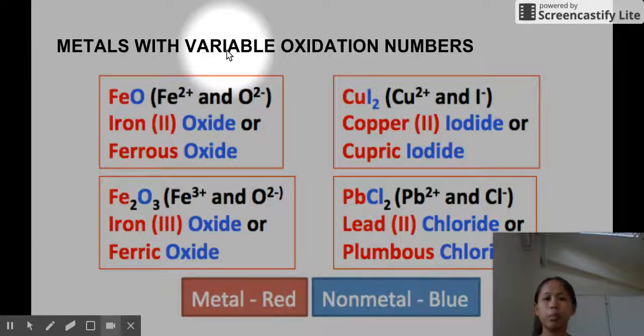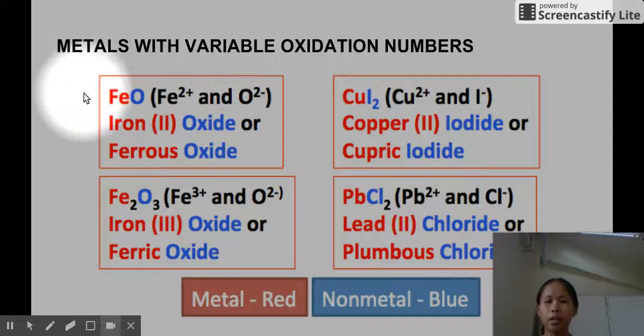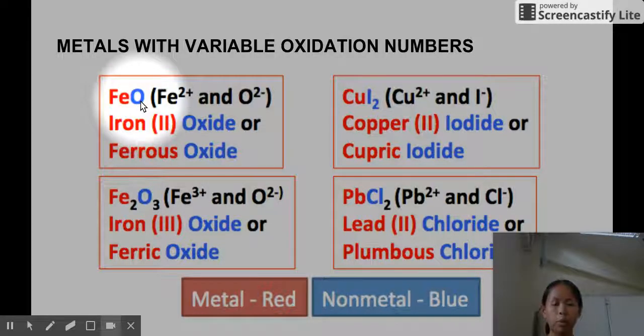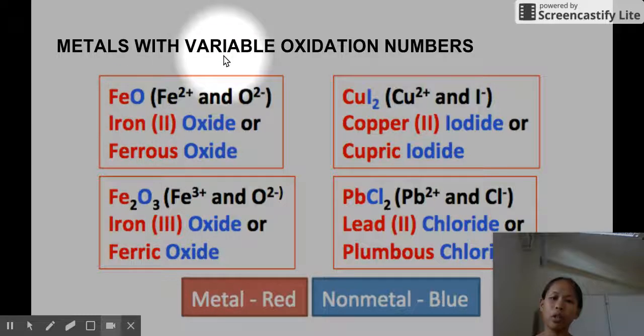Now when we say variable, these are metals with more than one charge, more than one oxidation number, and usually these are the metals in the D and F block. We will just be dealing with the D block for simplicity. So the D block elements, these are like iron, copper, lead. These three have more than one type of oxidation number. So depending on what you're using, these metals with variable oxidation numbers have a way of naming them. That means you need to watch out for these metals.